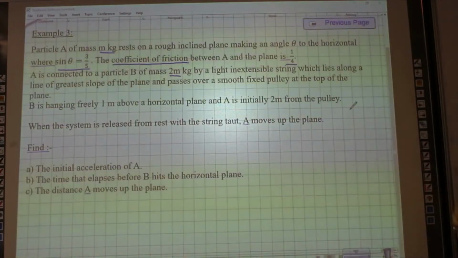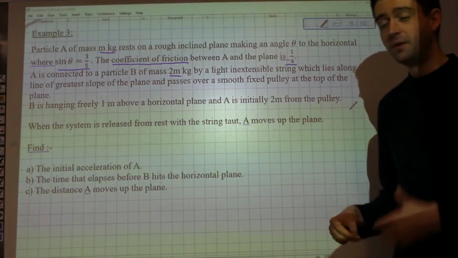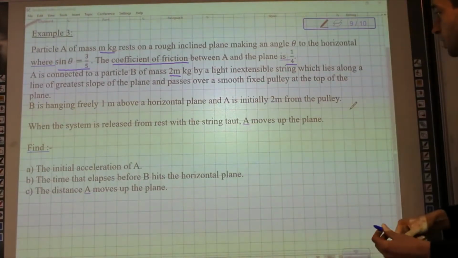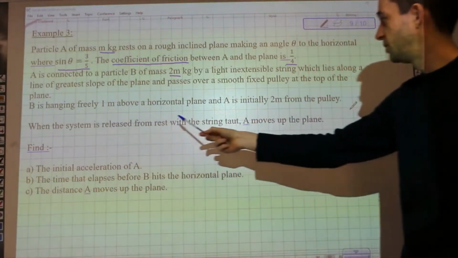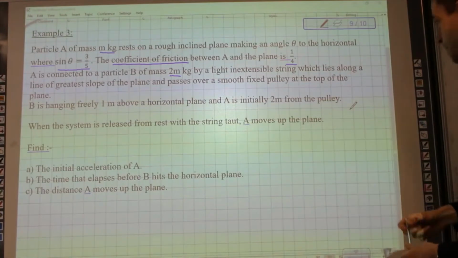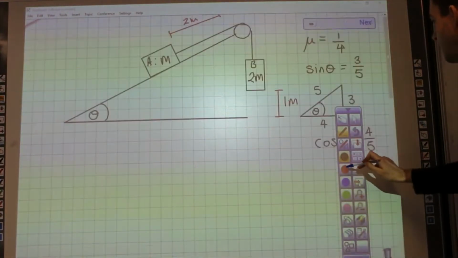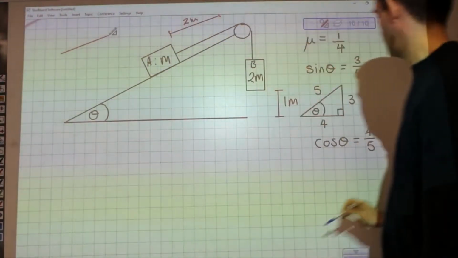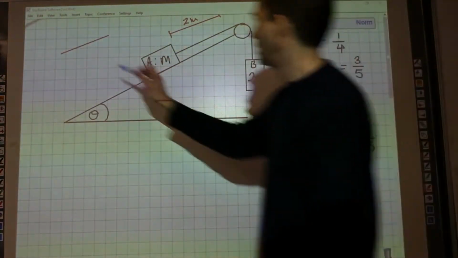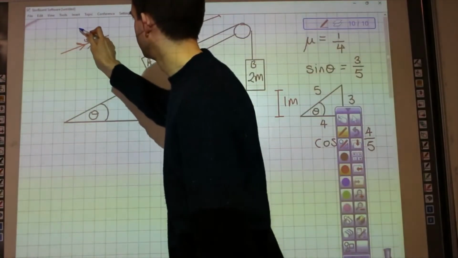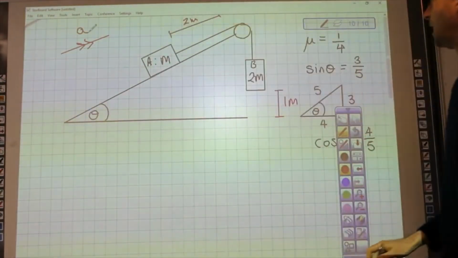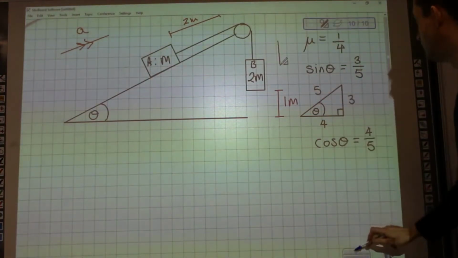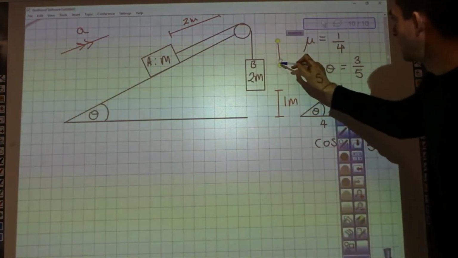And then what we need to find out is what way the system is moving, because as I mentioned before, that is going to determine the direction of friction, which is very, very important. So when the system is released from rest with the string taut, A moves up the plane. Right. So A moves up the plane. So let's get our acceleration arrows on here for A moving up the plane. And if A is moving up the plane, that means that B must be moving down.